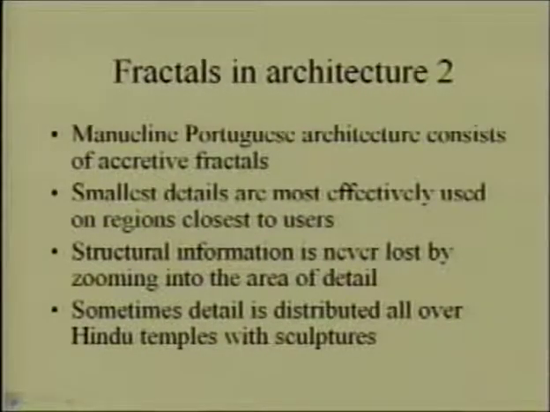Going back to the past, some more fractals in architecture. The Manueline period of Portuguese architecture, 15th century, beginning 16th century, consists of accretive fractals, some of the most glorious architecture in the world. In Lisbon, the Mosteiro dos Jerónimos and the window in the convent of Tomar, these are accretive fractals that are highly effective in connecting to the user. When you use accretive fractals, you are intelligent about it. So you find them used in regions that are closest to the users.